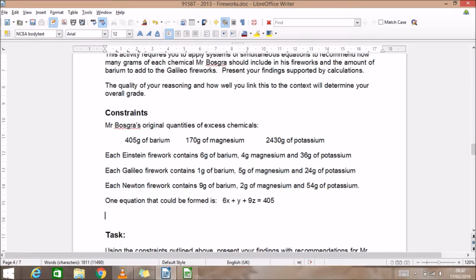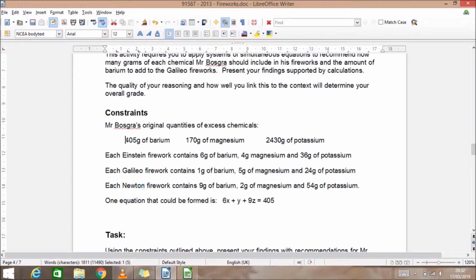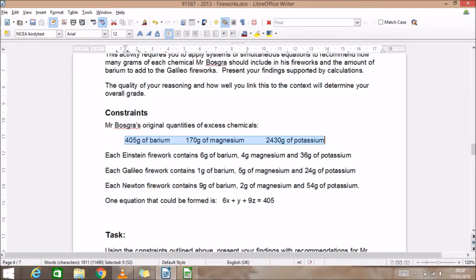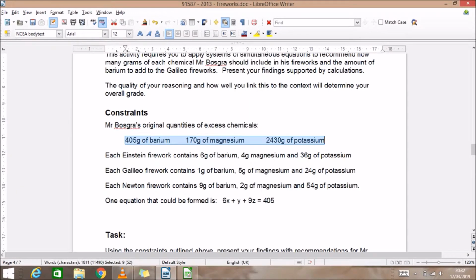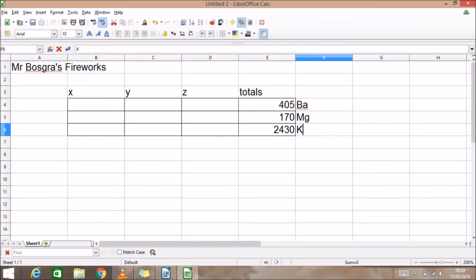If you do this, it'll help you decide what your X, Y, Z's are, because we've got two choices. It could be X, Y, Z as Einstein, Galileo, and Newton. The other option is we could have barium, magnesium, and potassium as our X, Y, and Z variables. How much of each of those do we have? We could see that our totals given were 405 for barium, 170 for magnesium, and 2430 for potassium, and we'll label them. It's very good to label them. It helps us remember what we're talking about, in particular for X, Y, and Z. And we know that we've got these three as our totals.